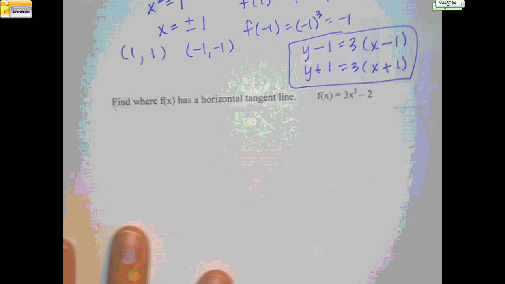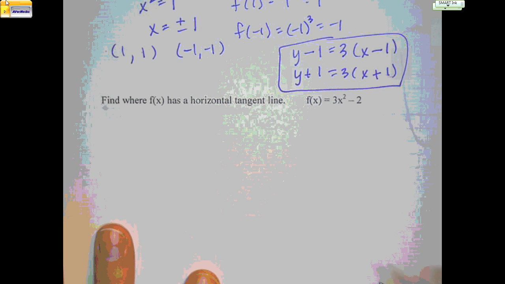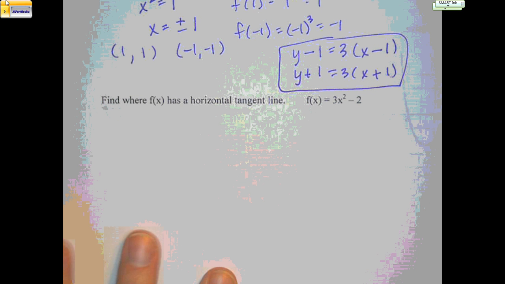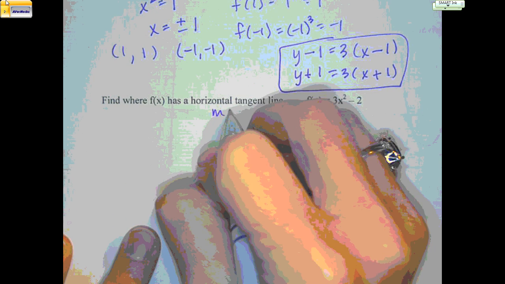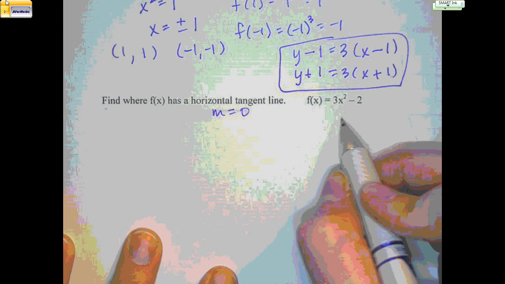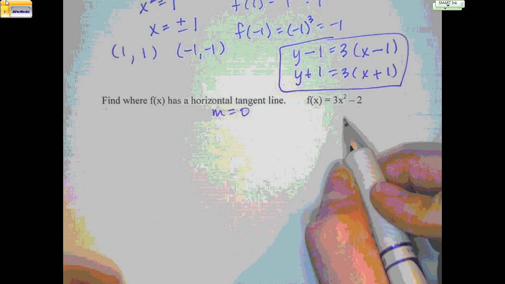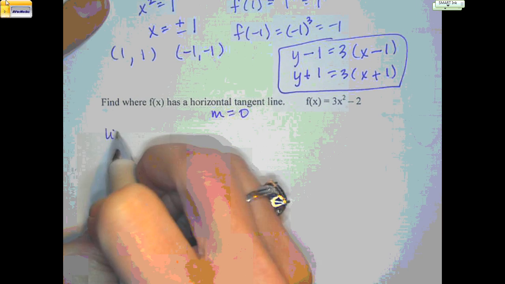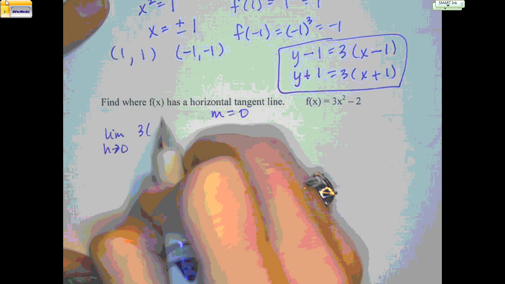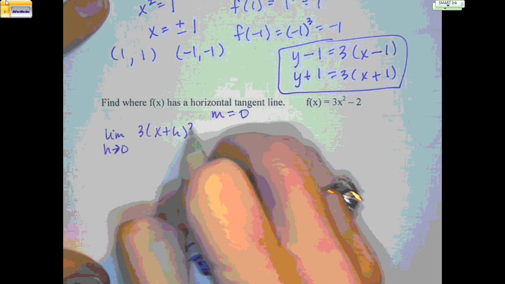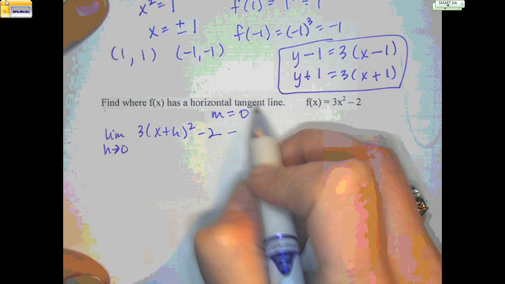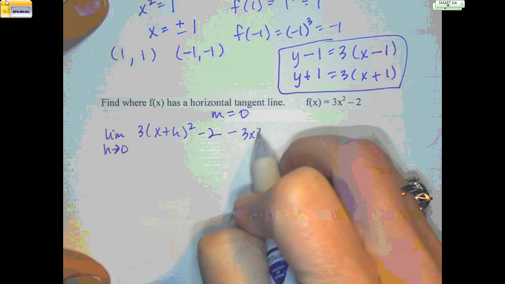Next one, find where f of x has a horizontal tangent line. What do you know about the slope of a horizontal line? It's 0. So same process, but this time they want our slope to be 0. So we have our f of x. We've got to find the derivative. So the limit as h approaches 0, everywhere I see an x, I put in x plus h, minus the original function. So I'm going to put minus 3x squared plus 2.